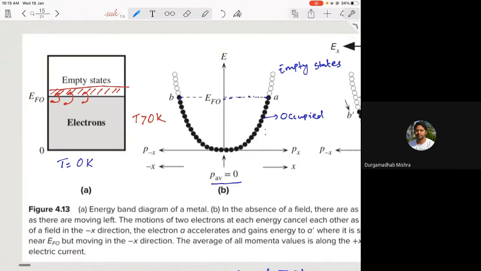So when we talk about metals, this is the picture we have. Now when you increase the temperature, for example from room temperature, electrons will occupy these energy levels, but there will be no change in momentum. Electrons with a positive momentum p and electrons with a negative momentum are equally probable to go and occupy this unoccupied state.